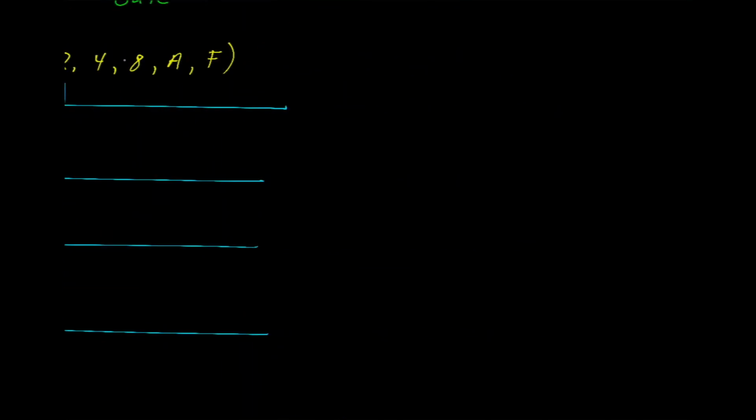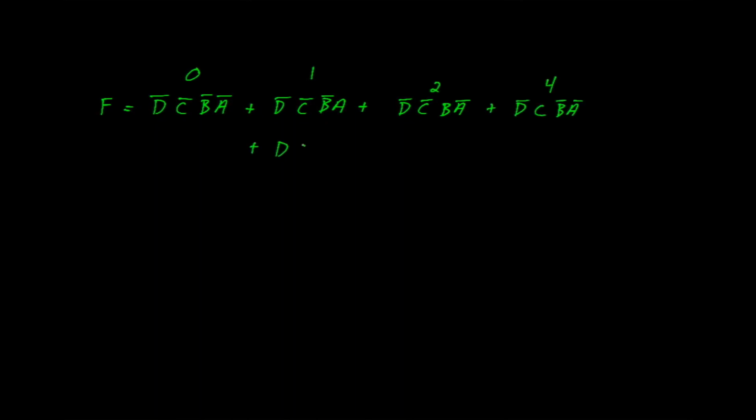As for the Boolean equation, F is D naught, C naught, B naught, A naught, which is minterm 0, or D naught, C naught, B naught, A, which is minterm 1. So that's a 2, 4, 8, 10, and 15.